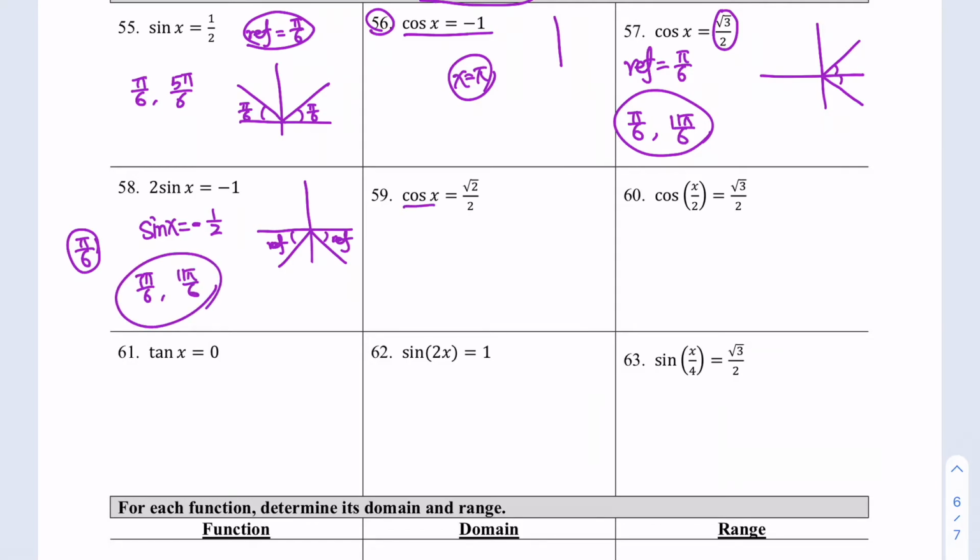Cosine x equals radical 2 over 2. So two angles, 1 here, 1 here. With reference angle pi over 4. So the answer, pi over 4 and 7 pi over 4.